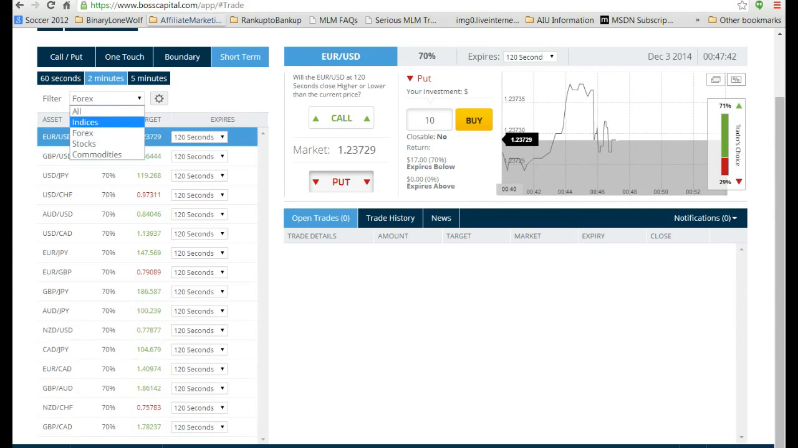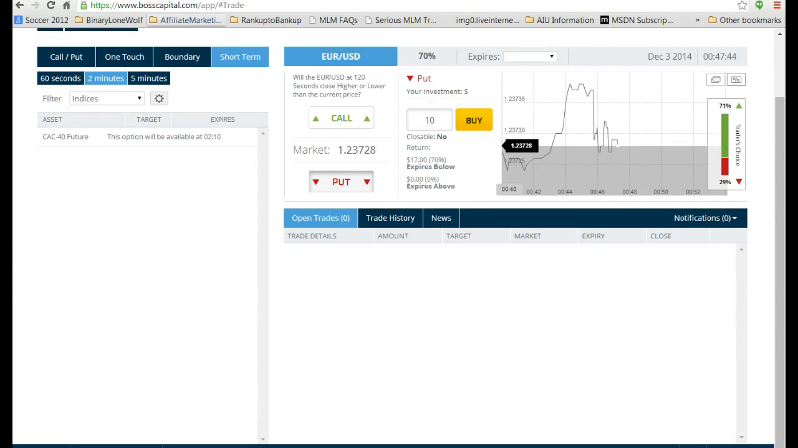With Boss Capital, you can also trade indices. Typically during the day, you will have more indices listed here. Same thing for stocks. When the stock market is open, US time, those stocks would be listed here. Same thing for commodities. You'll have oil, gas, gold, silver, and there may be a fifth and a sixth commodity listed there as well. Same thing for 5 minutes.